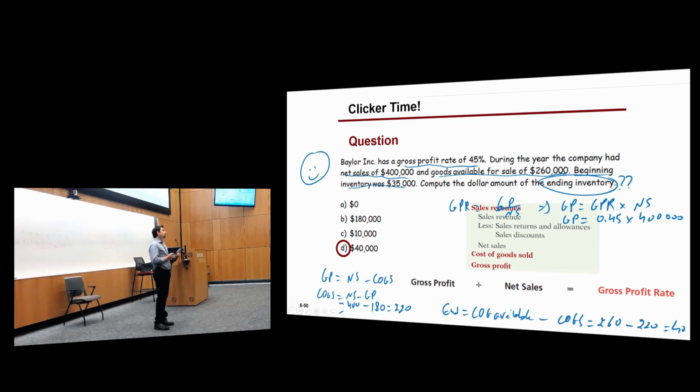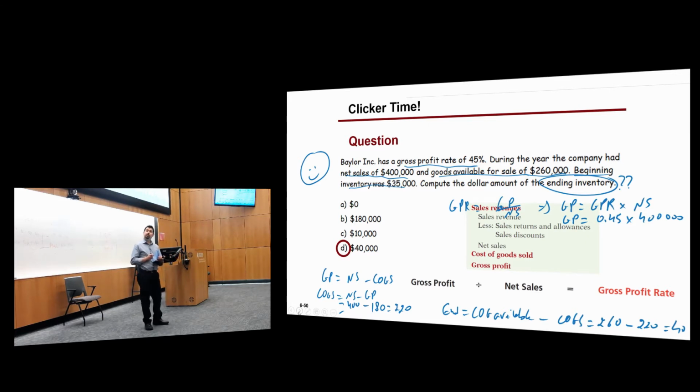If you're more comfortable with it, you could have also done it like Jason mentioned earlier. Instead of having 0.45, which is 45%, you do 100 minus 45%, that will be 0.55. You multiply that directly by net sales, and you get 220. So that would be the cost of goods sold.